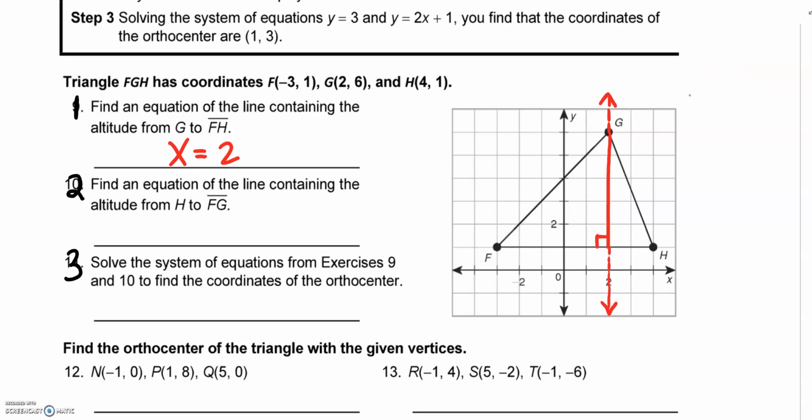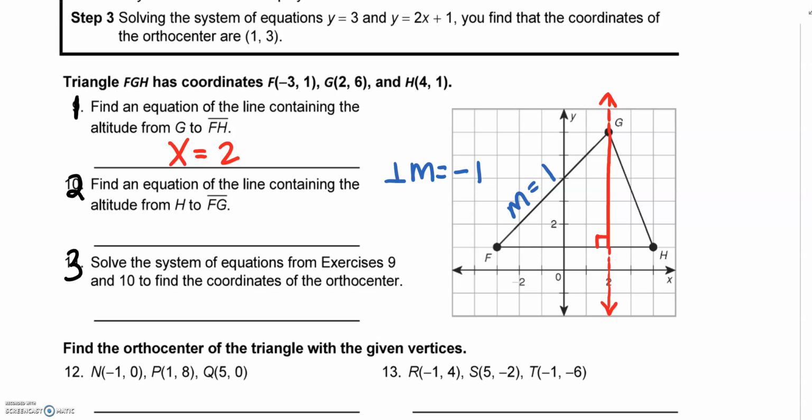Next, number 2 wants us to find the equation of the line containing the altitude from H to FG. So not only does it have to pass through H, but it needs to be perpendicular to FG, which means I first and foremost need the slope of FG. If you look at the slope, you should have hopefully seen that it was up 1, right 1, up 1, right 1, etc. If that's true, then I know this has a slope of positive 1 over 1, which means the negative reciprocal perpendicular slope would be negative 1 over 1.